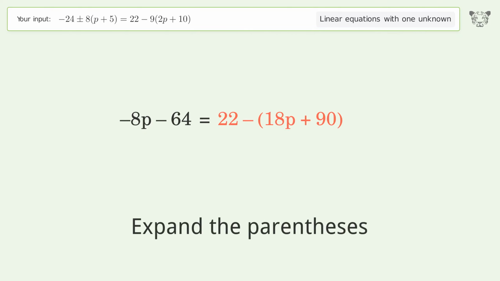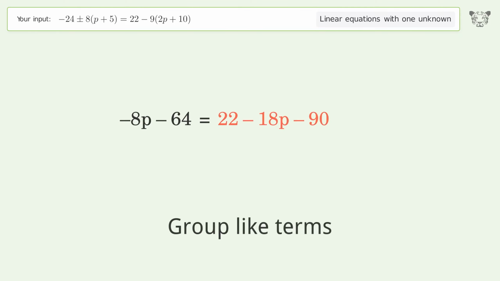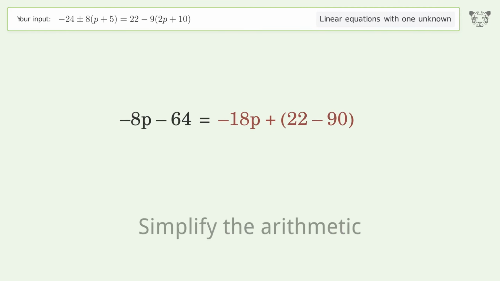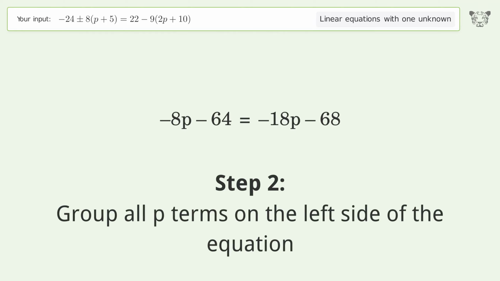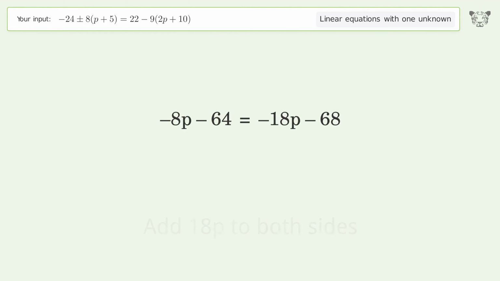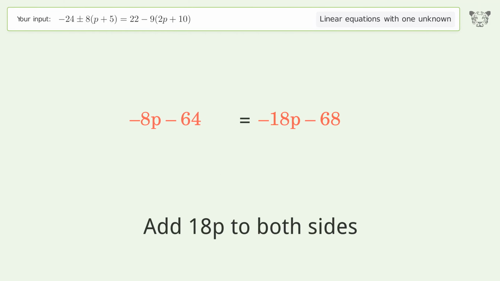Expand the parentheses. Group like terms. Simplify the arithmetic. Group all p terms on the left side of the equation. Add 18p to both sides.